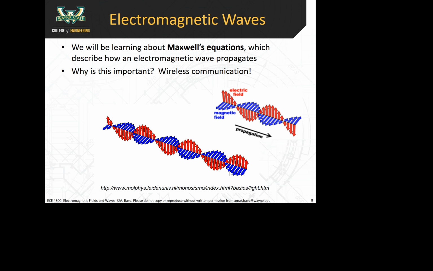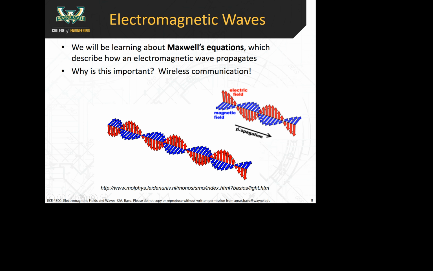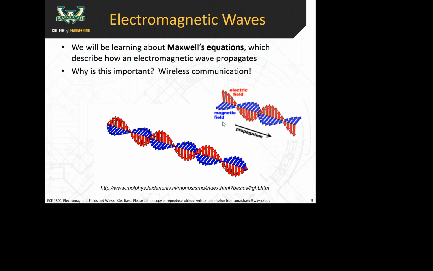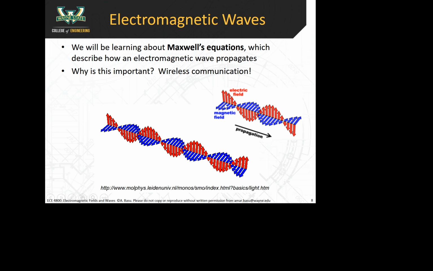We'll be talking about Maxwell's equations, which describe how an electromagnetic wave propagates. This is just an animation that shows the electric fields and magnetic fields that are involved in electromagnetic waves. It's called an electromagnetic wave, an EM wave, because there's an electric field and a magnetic field. And it turns out that the two are orthogonal to each other. So you can see here that the electric field is pointed in one direction and the magnetic field is pointed 90 degrees from that. The electric and magnetic fields are coupled to each other.